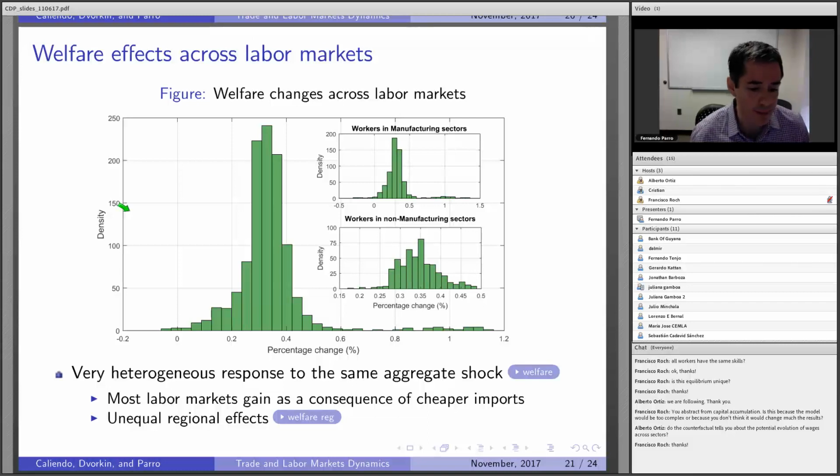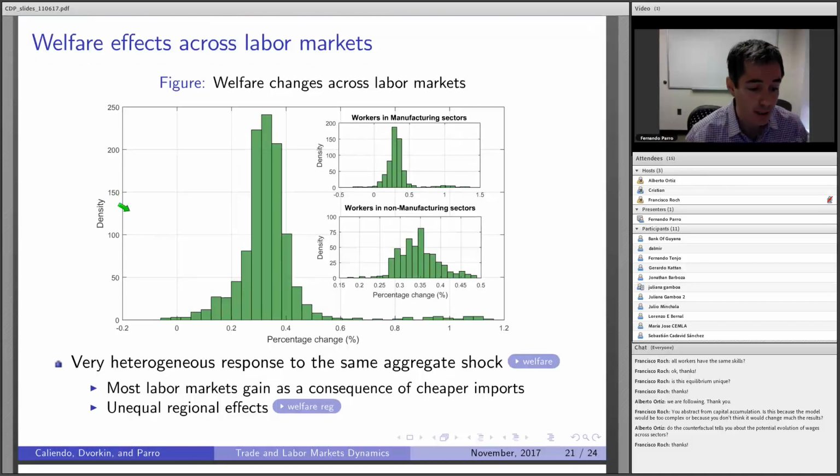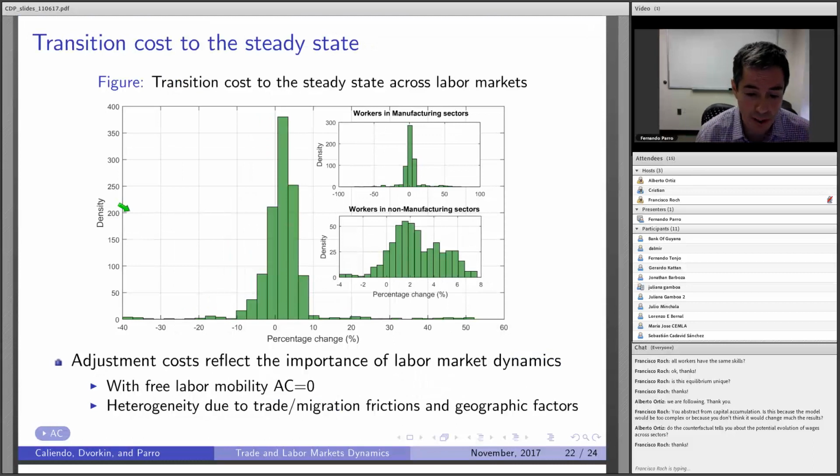Labor markets that produce services. Again, what is the intuition? Services are non-tradable sectors that have little exposure to China, but benefit substantially from access to cheaper intermediate goods from China as a consequence of the increase in productivity in China. Who are the largest losers? Labor markets that are very isolated, labor markets that are very intensive in industries that have a high exposure to China.